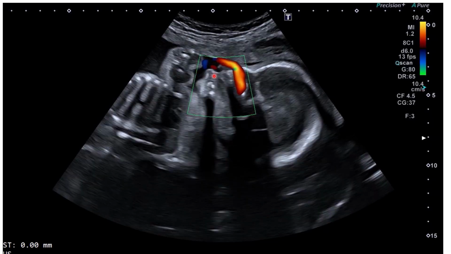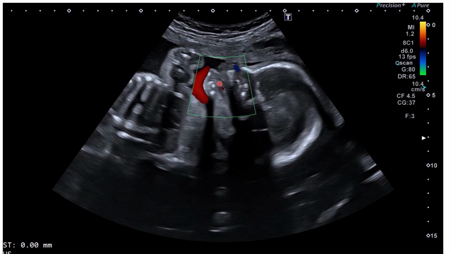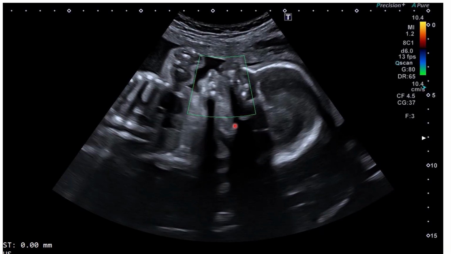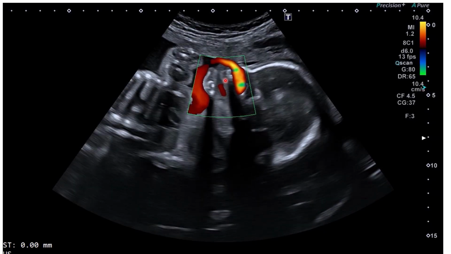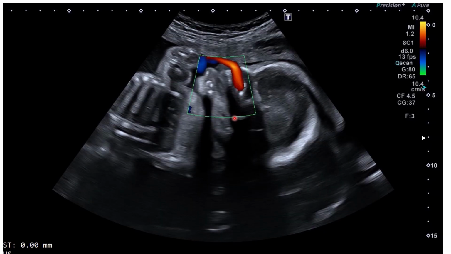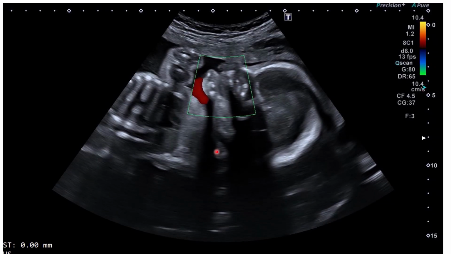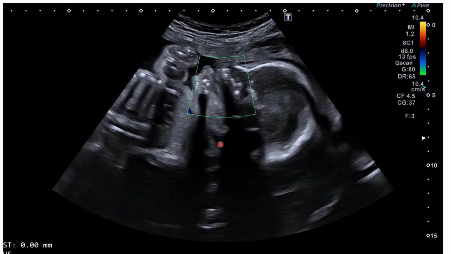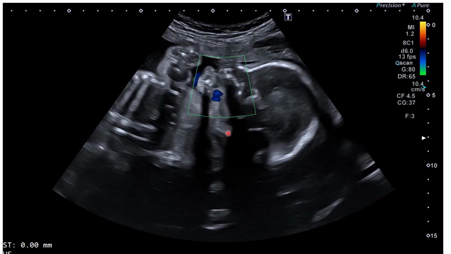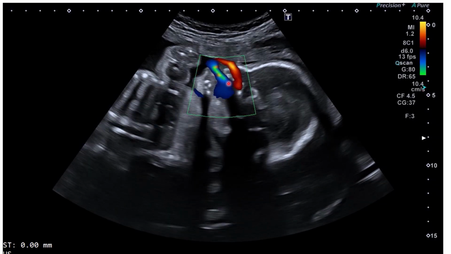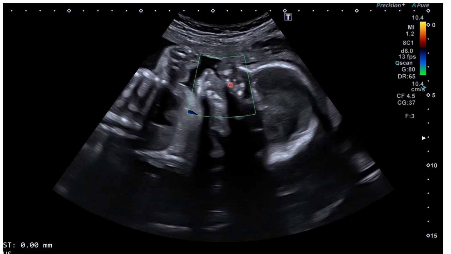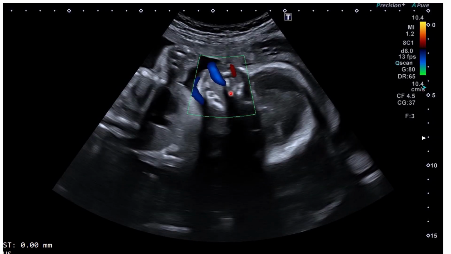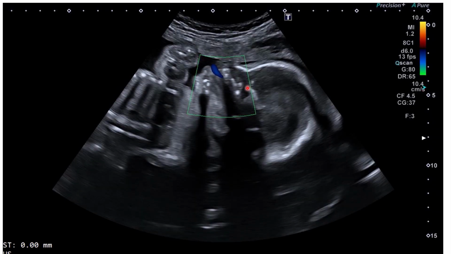So you can see there's also some fluid that is going to the mouth. So it's breathing with the mouth and the nose. So color Doppler helps you to see fetal breathing. So you can see both the mouth and the nose.